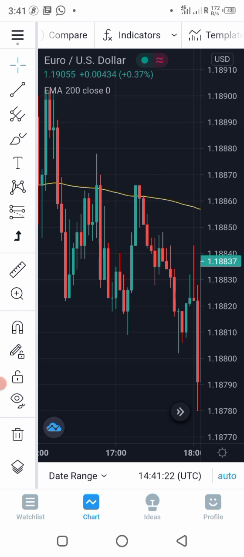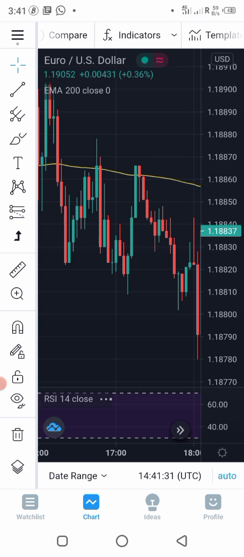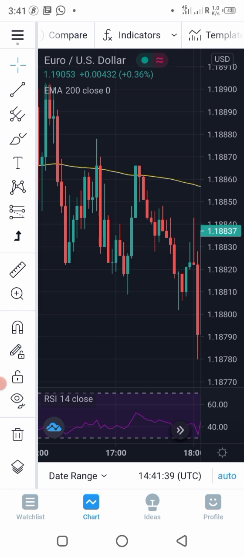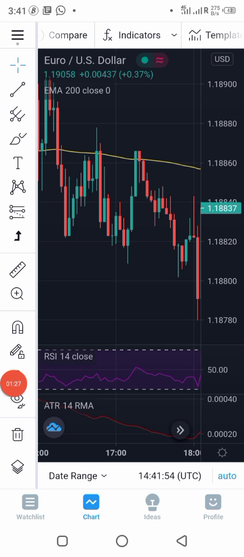So let's add in our RSI, and we need the RSI and the moving average. So RSI stands for the relative strength index, and we'll be needing the ATR, which stands for average true range. Alright guys, so let me quickly change the colors of this RSI and this EMA and this ATR, and get back to you guys real quick.